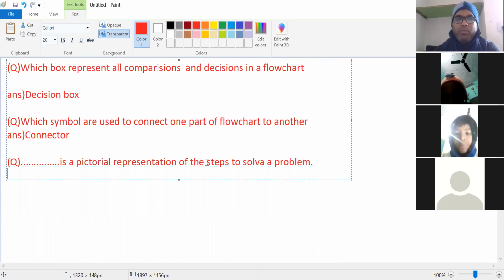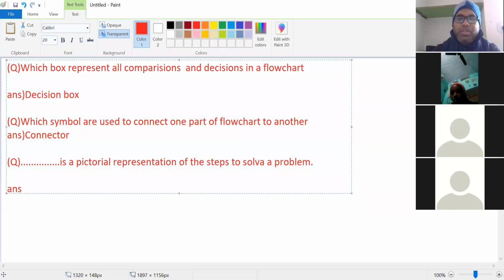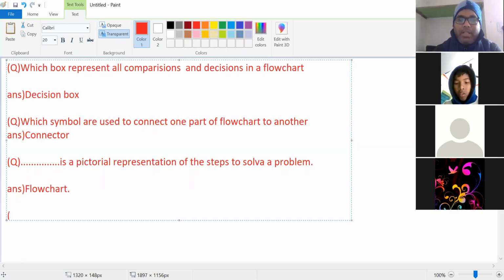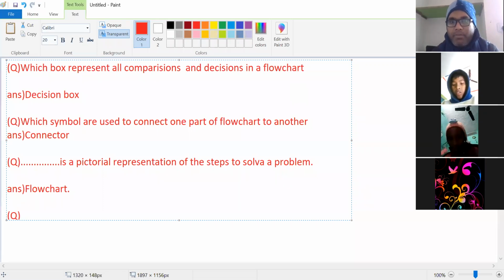Sir, flow chart. Flow chart is a diagrammatic or pictorial representation of the steps to solve a problem. So the answer is flow chart. Yes, very good, Ayushi. Flow chart is the right answer.